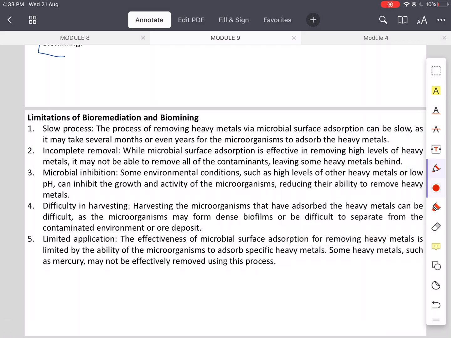The limitation of bioremediation and biomining is that it is slow. Since we have to prepare a suspension and then apply it, it is a slower process. We cannot assure that the contaminant has been completely removed, so incomplete removal is a case. Even after removal of the contaminant there can be microbial strains still in the environment, which are difficult to harvest, and as of now it has very limited application.